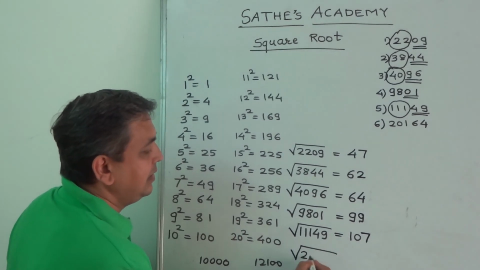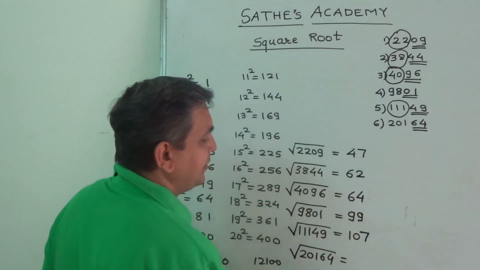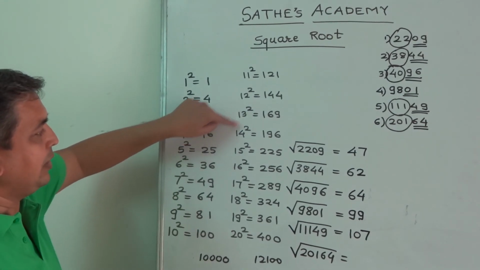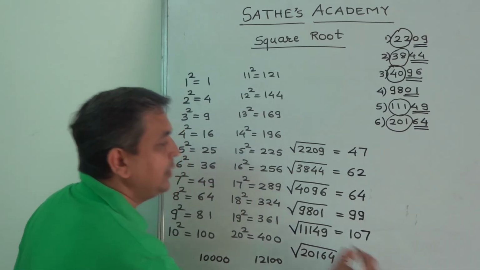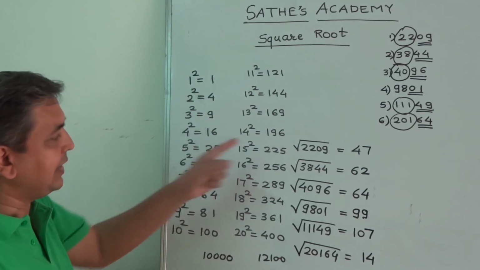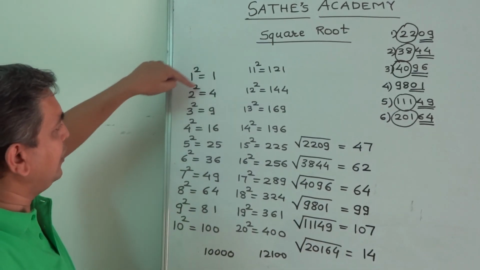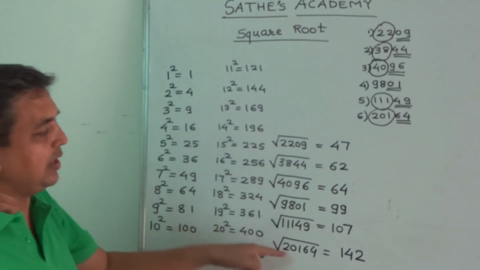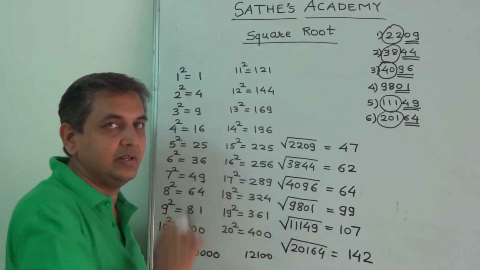Next is 20164. Again this is 64. This number is 201. We can see 14 square is 196, 15 square is 225. I have to write 14 over here. Number is nearer to 19600, and so if it is 4, we get 4 in 2 and 8, so we have to write 2. So we get square roots of these numbers. So this can be found orally if we know these squares. Thank you.